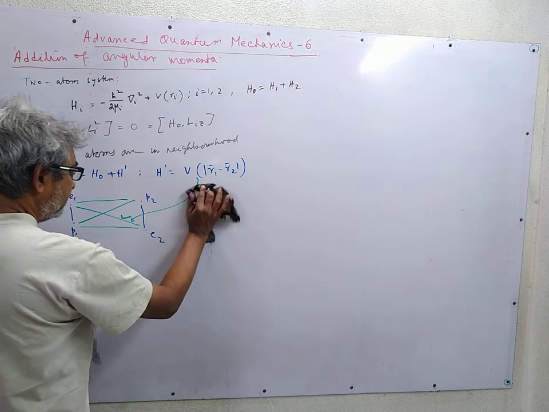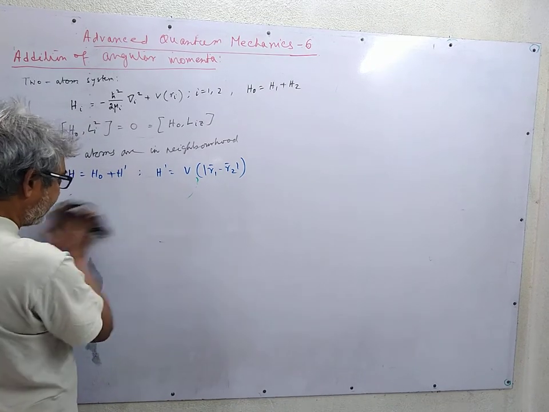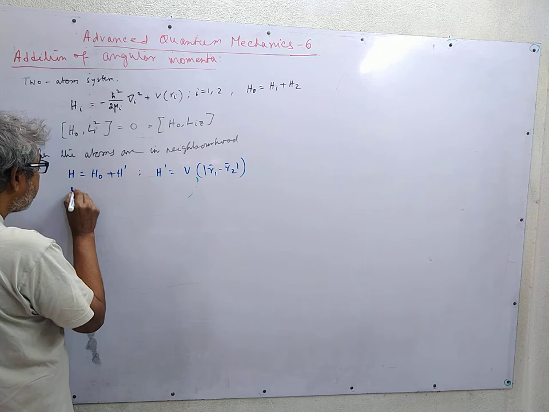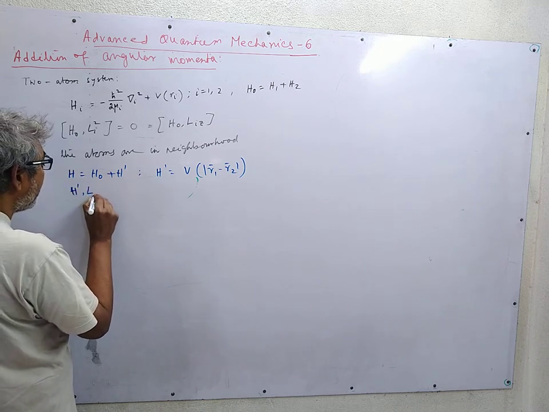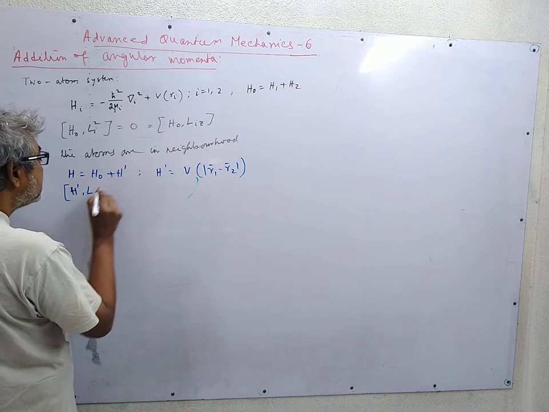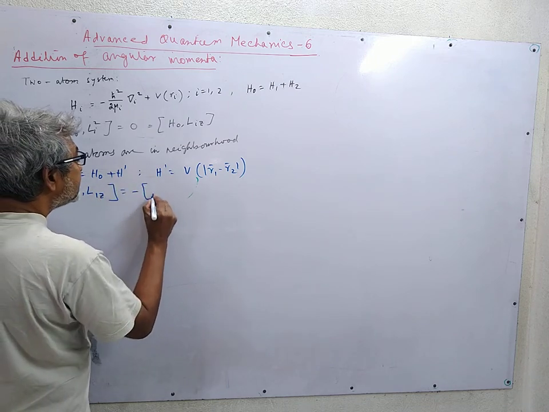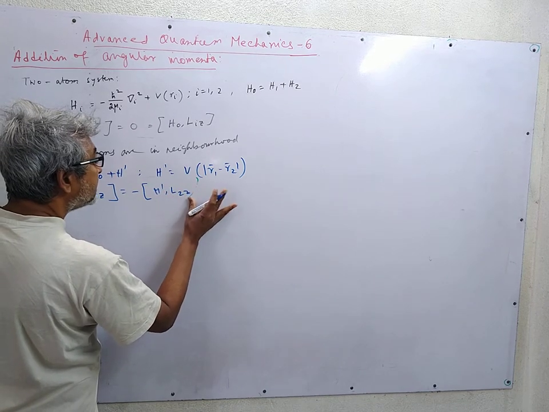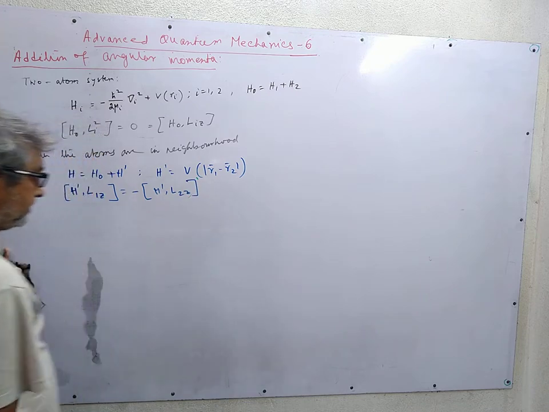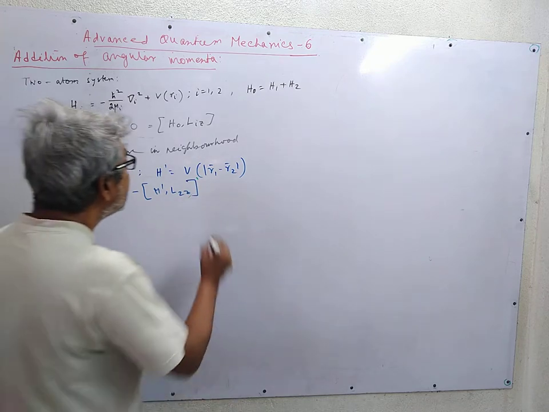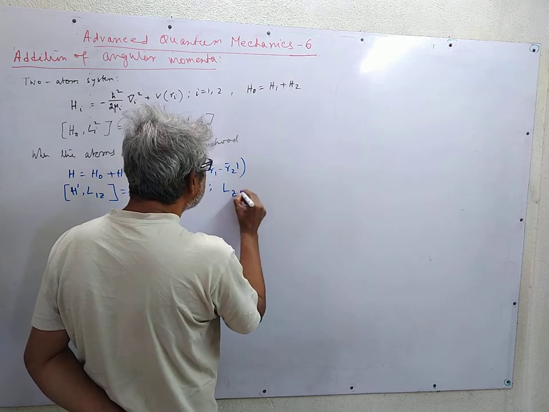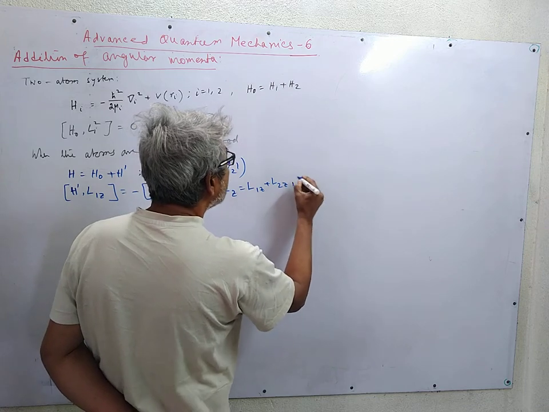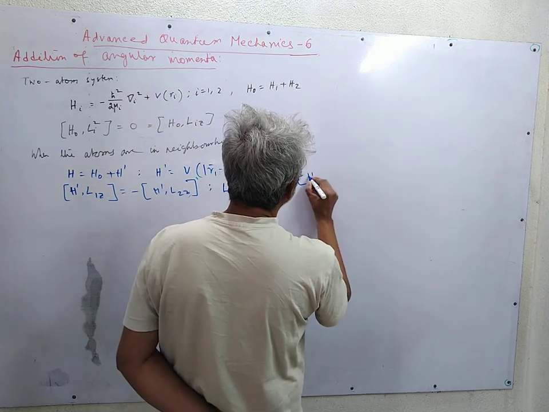Now, if we write the Hamiltonian like this, it is found that H prime does not commute with L1z. To be specific, it is found that the commutator is equal to that with L2z with the minus sign. That is, if we define Lz equal to L1z plus L2z, then Lz commutes with H prime.